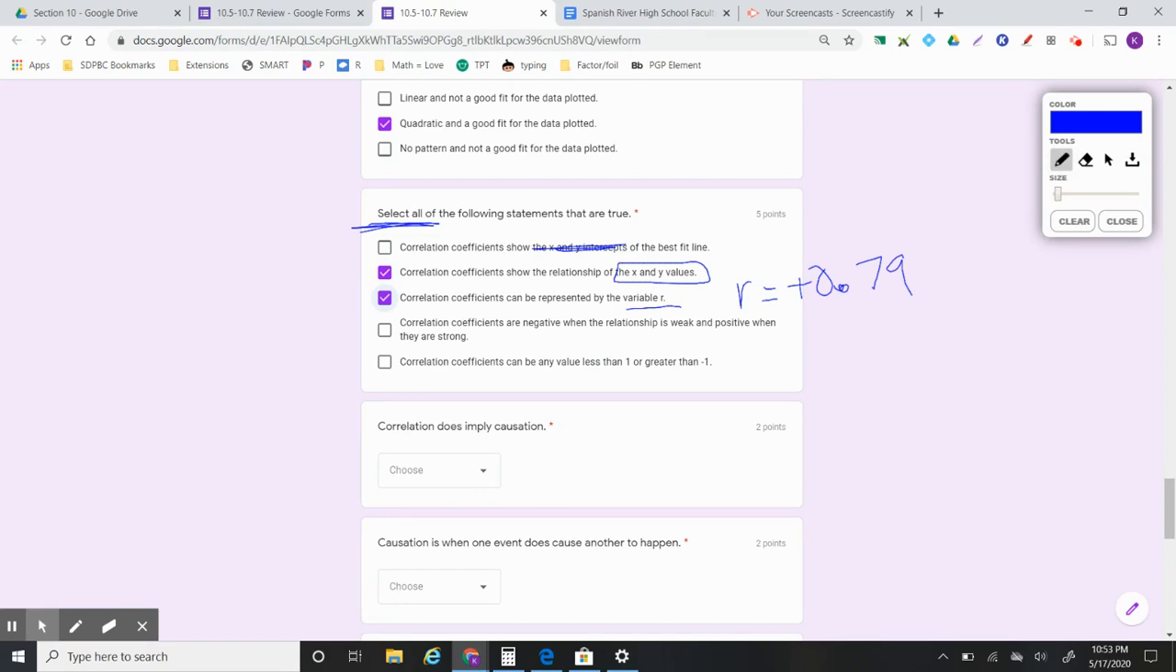It says correlation coefficients are negative when it's weak and positive when it's strong. Positive and negative has nothing to do with weak or strong. The actual number itself, if it's close to 1 or -1, makes it strong. If it's close to 0, no matter if it's positive or negative, makes it weak. And the last one is going to be between 1 and -1. In between.